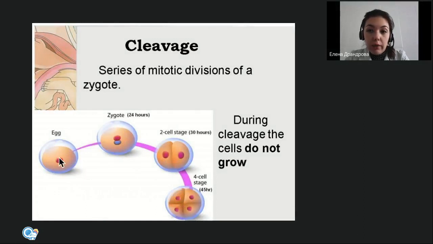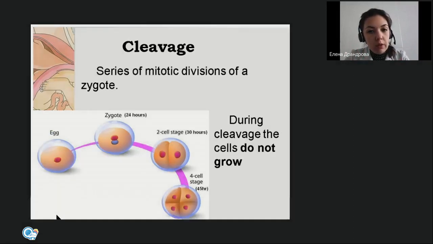After the formation of a zygote, so it is only one cell, cleavage starts. Cleavage is a series of mitotic divisions of a zygote, and it lasts about 4 days. So by means of mitosis, first one cell is divided into two, and the first division takes a long time, about 30 hours. Then each of these two divide again, and it is already a 4 cell stage after 45 hours. And after that, cells start dividing faster and faster until the third day.